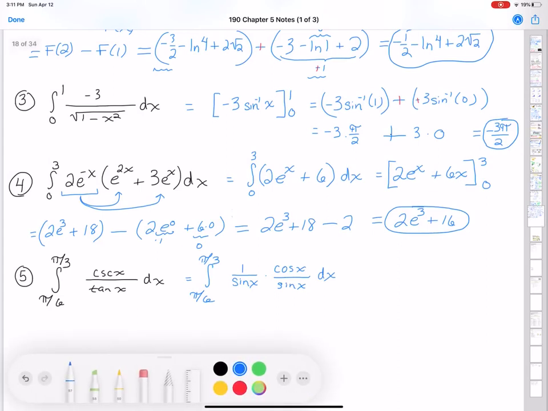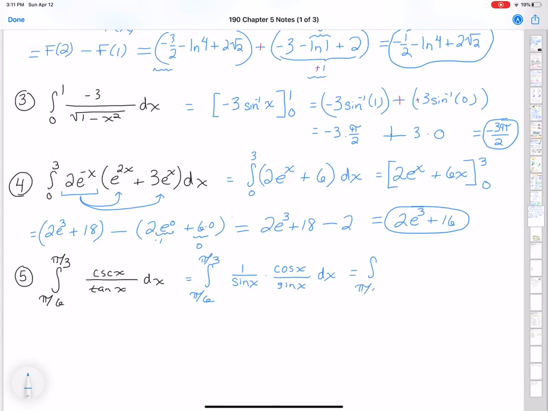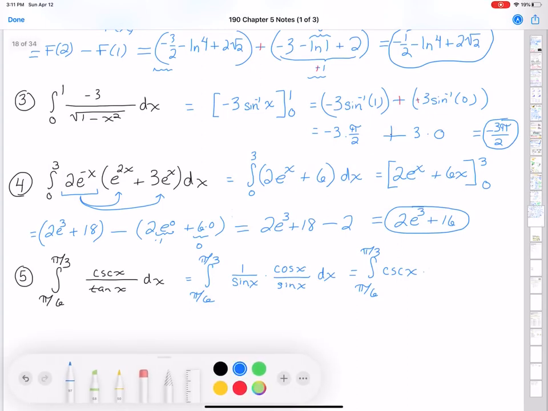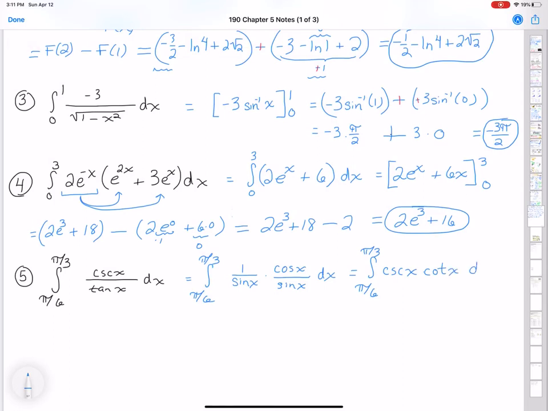So maybe some things reduce, or maybe they don't in this case. But now, as I look at what I have, 1 over sine, once again, is cosecant of x, times cosine over sine, of course, is our cotangent of x. And that, cosecant of x cotangent of x, is one of our very special 6 of the original functions whose derivatives we knew. We now know those antiderivatives.